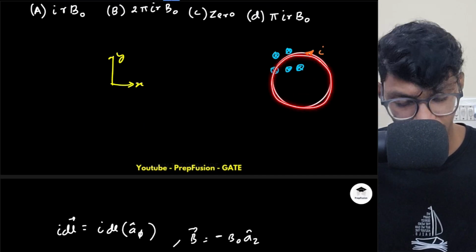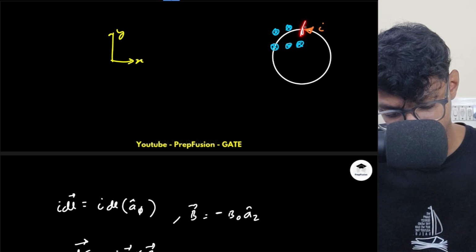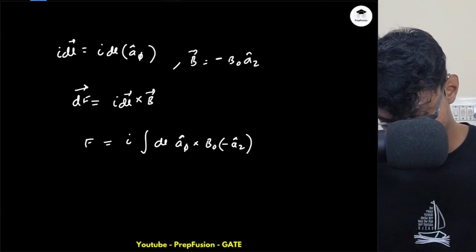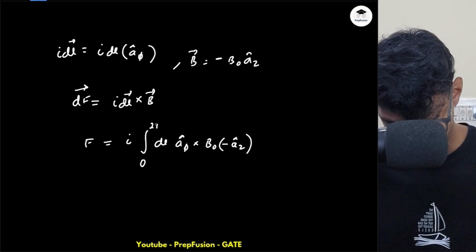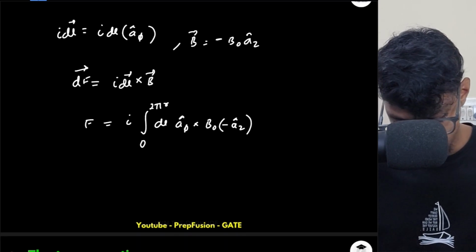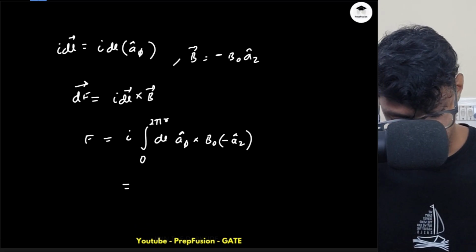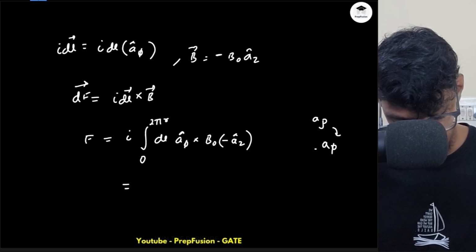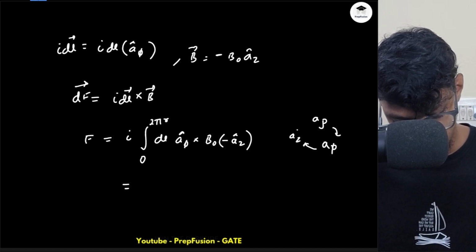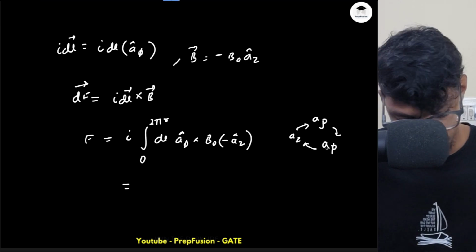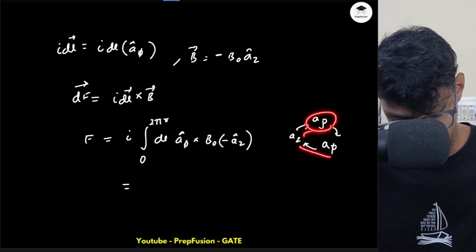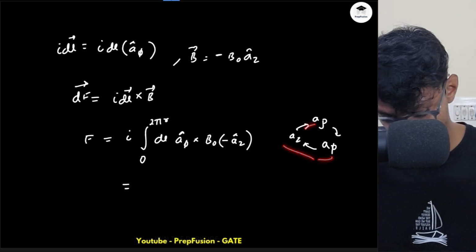And along what length are you going? You're following this whole path. So your length is from 0 to 2 pi r, small r. So if I quickly do this, a rho, a phi, az. So this will be a phi cross az, and a phi cross az is a rho.